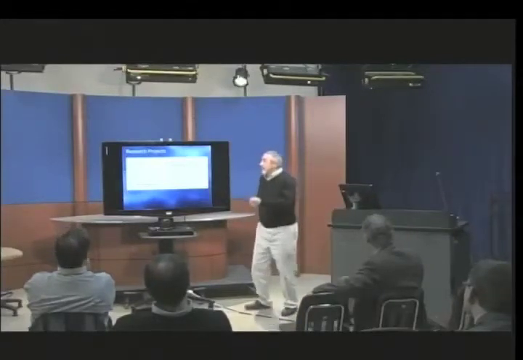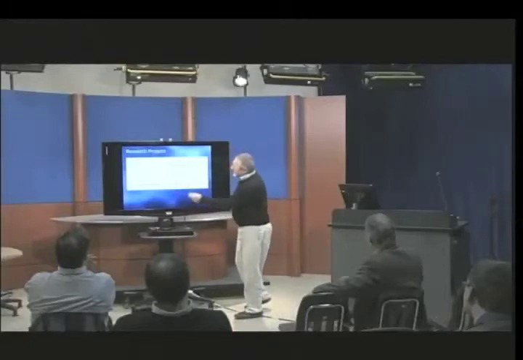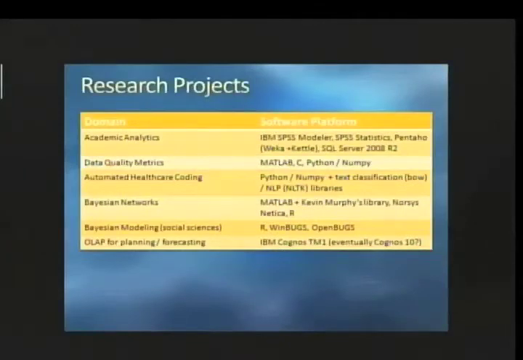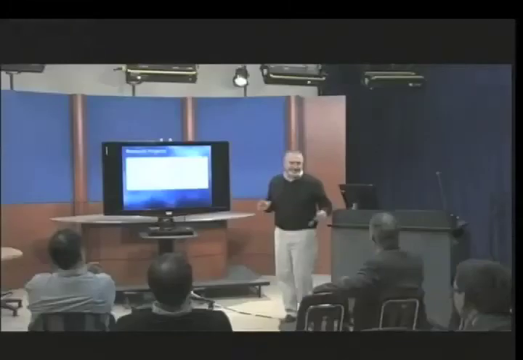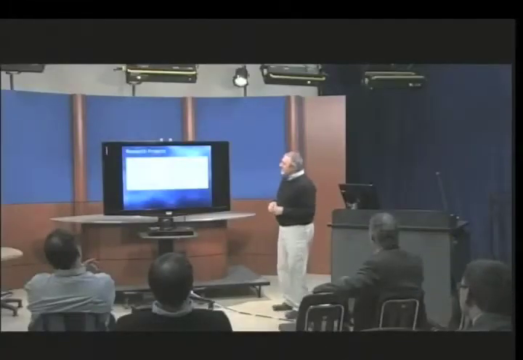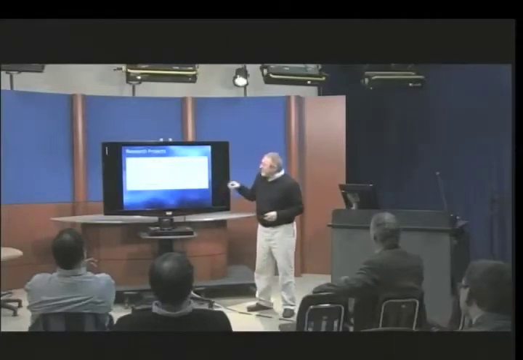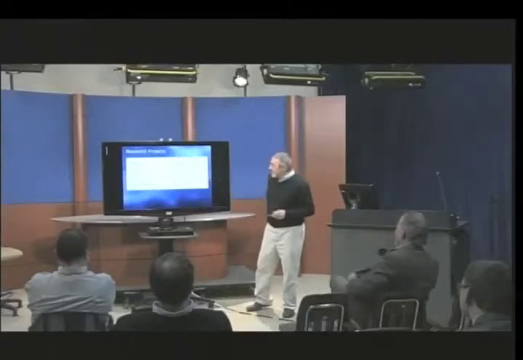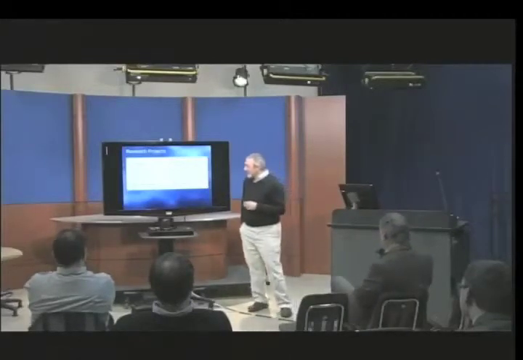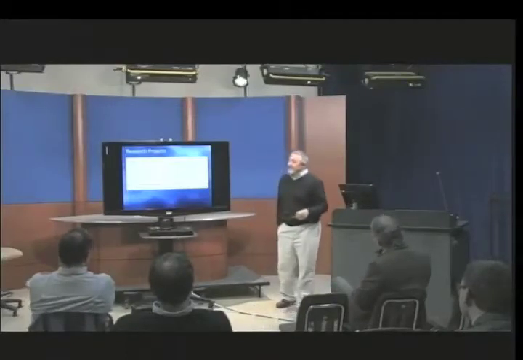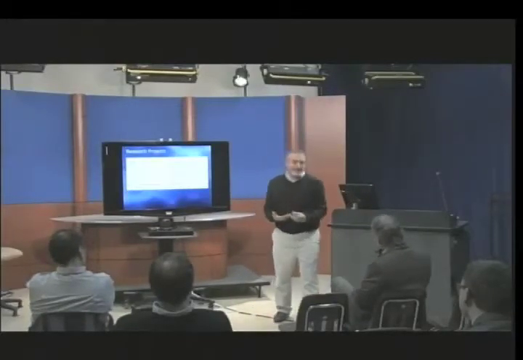And finally, the basic modeling thing in social science is probably not so critical, because in general in social science we don't have too much data. Data's always in the hundreds, it's never in the millions, so that doesn't seem to be a big issue. This is also not an issue, I'm referring to the last one, the OLAP for planning and forecasting. It's not so much an issue of scalability, but yes, of integration of the products.